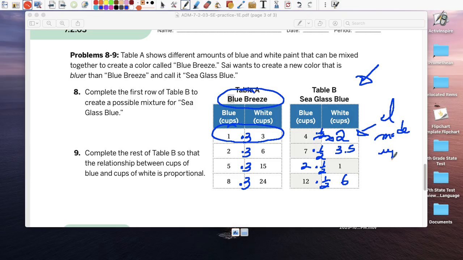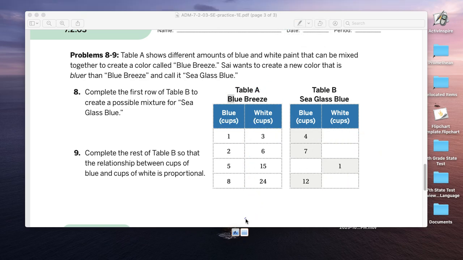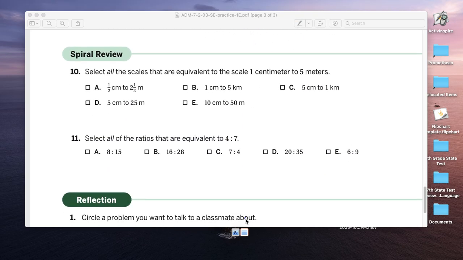Right? I made it up knowing that whatever number I put there, it had to be less than the 4 cups of blue because we wanted a darker shade of blue. So I couldn't put, let's say, 6, 7, 8, 9 cups of white. I needed to have more blue to keep it a darker shade.